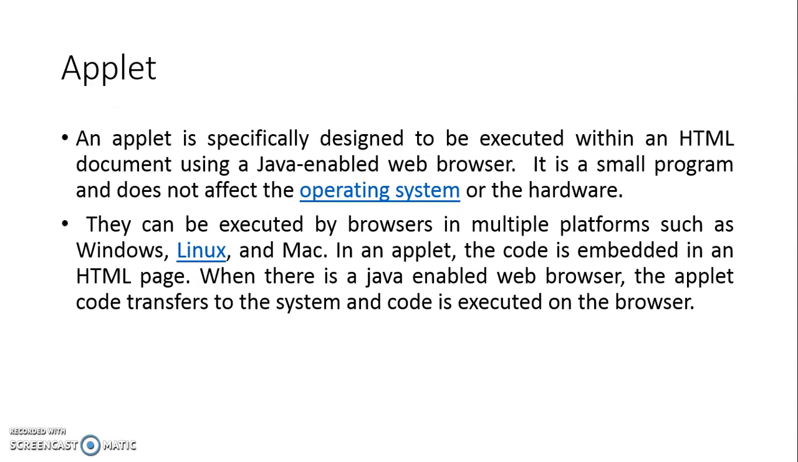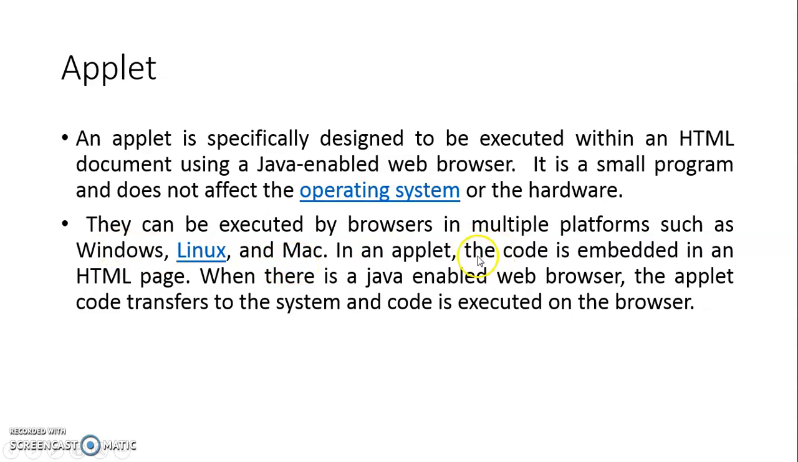So what is an applet? An applet is specifically designed to be executed within an HTML document using Java-enabled web browser. It is a small program which does not affect the operating system or any of the hardware. They can be executed by browsers in multiple platforms such as Windows, Linux, and Mac.